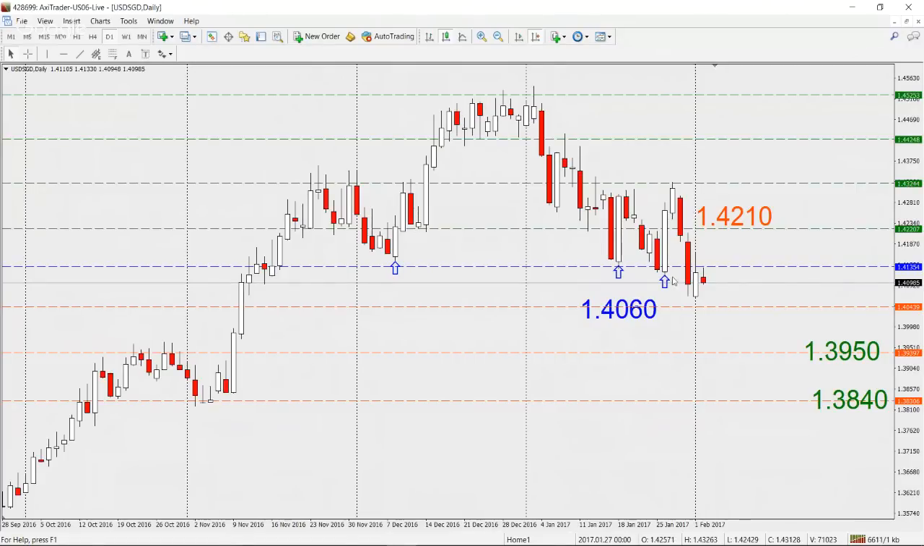So it breaks through, comes back up, retouches, and now I can sell today if it breaches yesterday's low. What was yesterday's low? At 1.4066. So if it goes 1.4060, I sell.